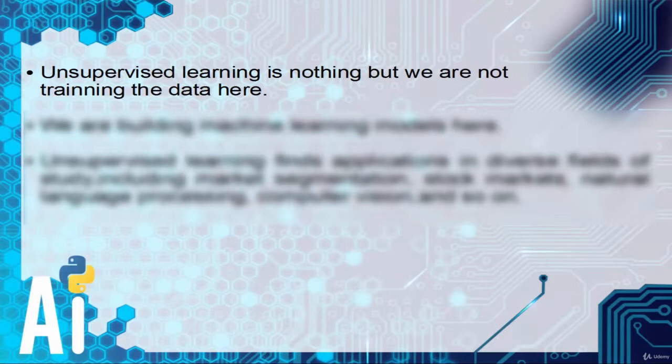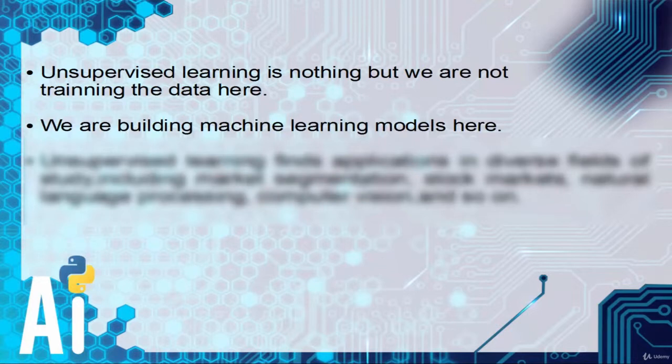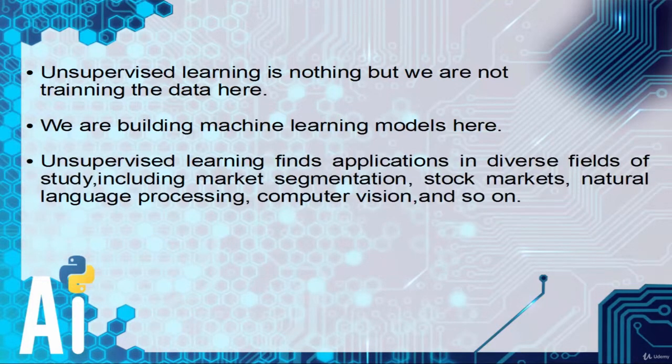I have already discussed supervised learning and unsupervised learning. So in this section, we will see unsupervised learning, and most upcoming videos in this course will be on unsupervised learning. We are building machine learning models here. Unsupervised learning finds application in diverse fields of study, including market segmentation, stock markets, natural language processing, computer vision, and so on. Let's see the diagram of the unsupervised learning model here.